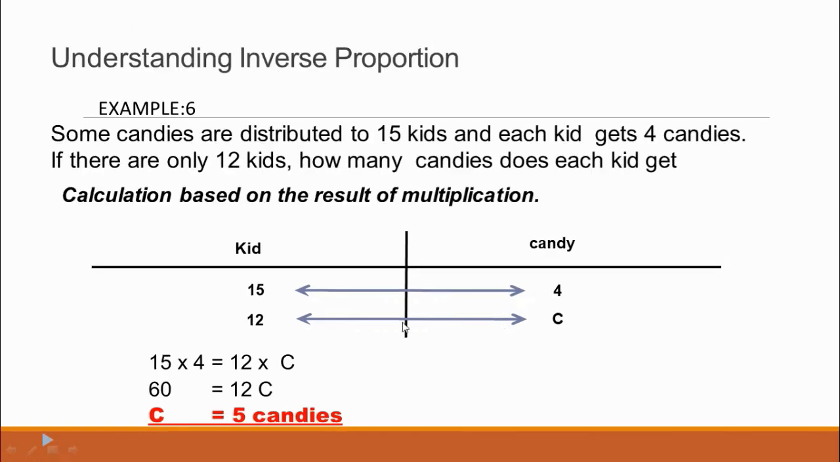Similarly, in the previous example, you see the kids quantity decreases, so the candy quantity increases. In the first position, the candy quantity is 4, but now the candy quantity is 5. Since the kids quantity decreases, the candy quantity increases. This is called inverse proportion.